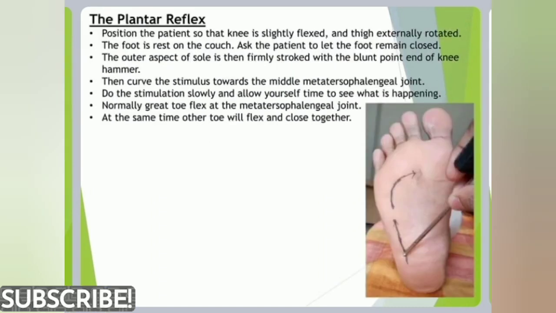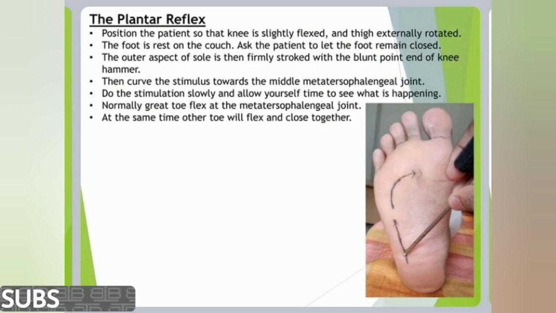For the plantar reflex, position the patient so that the knee is slightly flexed and the thigh externally rotated. The foot rests on the couch. Ask the patient to let the foot remain relaxed. The outer aspect of the sole is then firmly stroked with the blunt end of the knee hammer. Then curve the stimulus towards the middle metatarsophalangeal joint. Do the stimulation slowly and allow yourself to see what is happening.